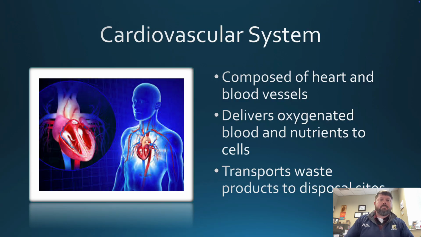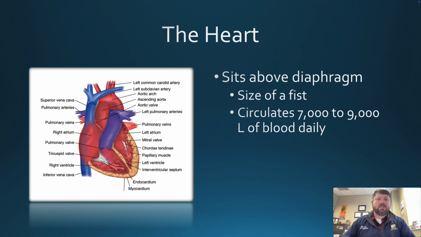So let's get started. The cardiovascular system is composed of the heart and the blood vessels. That includes the veins and the arteries, the venules, the capillaries, the arterioles. It delivers oxygenated blood and nutrients to the cells. It also transports waste products to disposal sites, along with several other responsibilities as well.